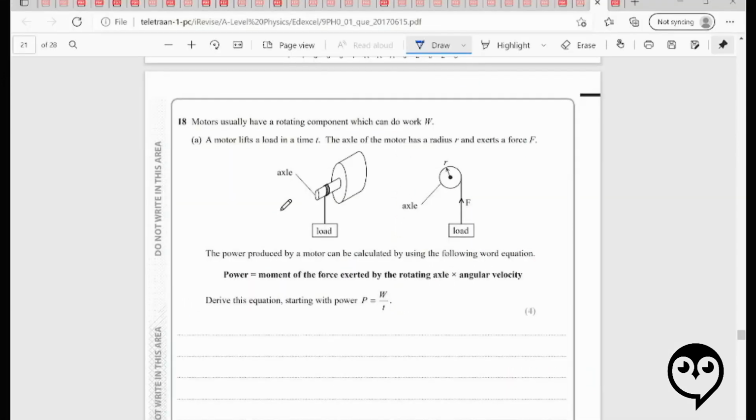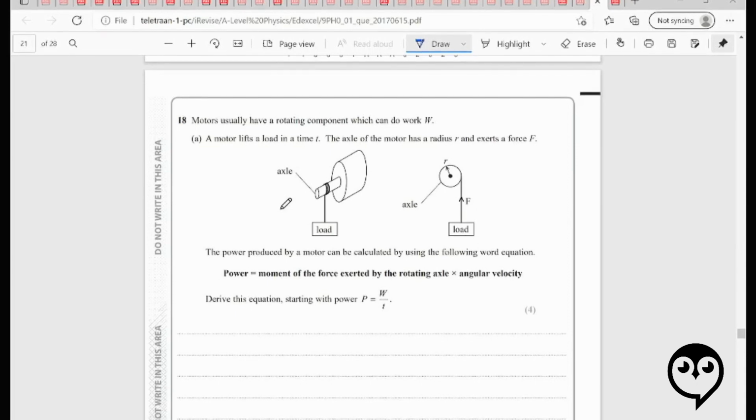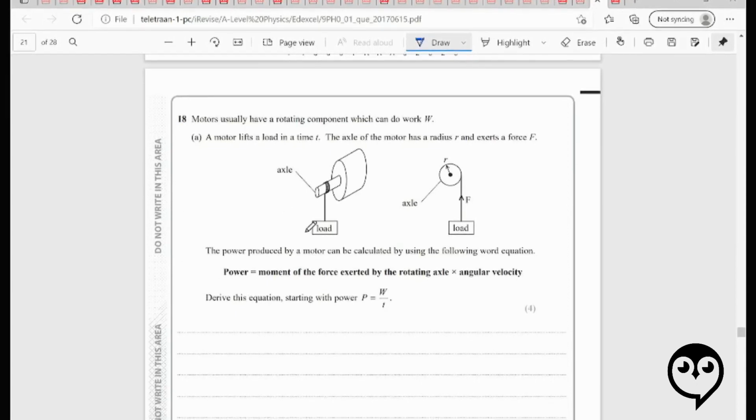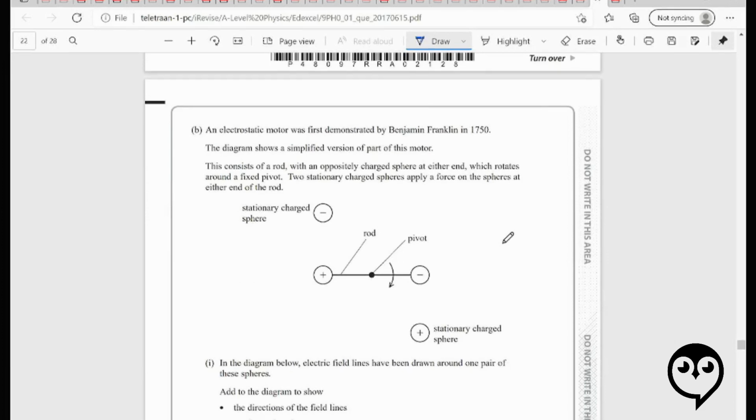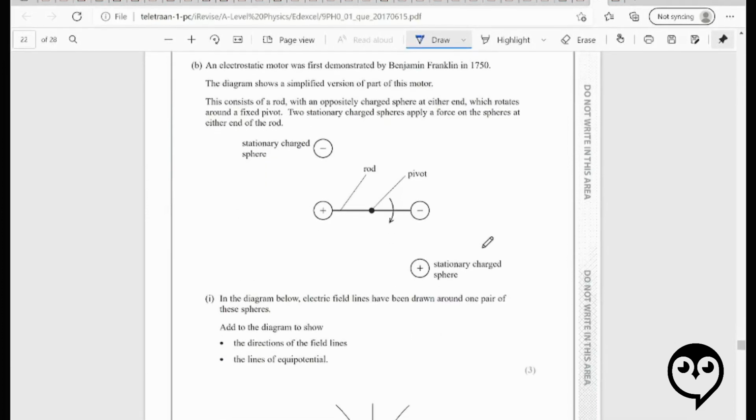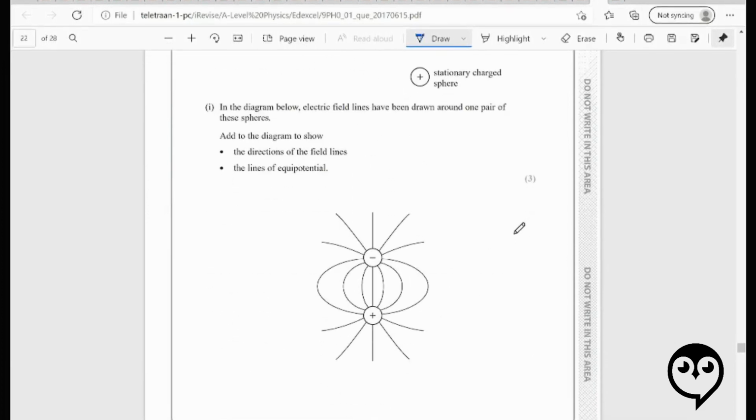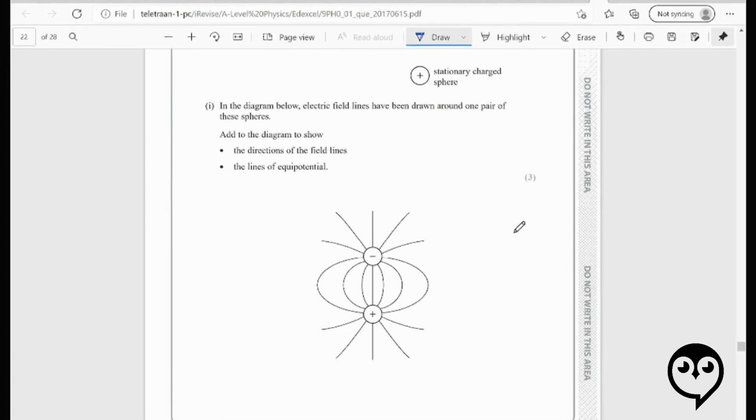Straightforward stuff. All right, moving along on the same paper, we've got this question here about motors and power. I'm going to skip past this rotational axle stuff, and this torque and that sort of thing. I want to look at this question here about the equipotential lines.